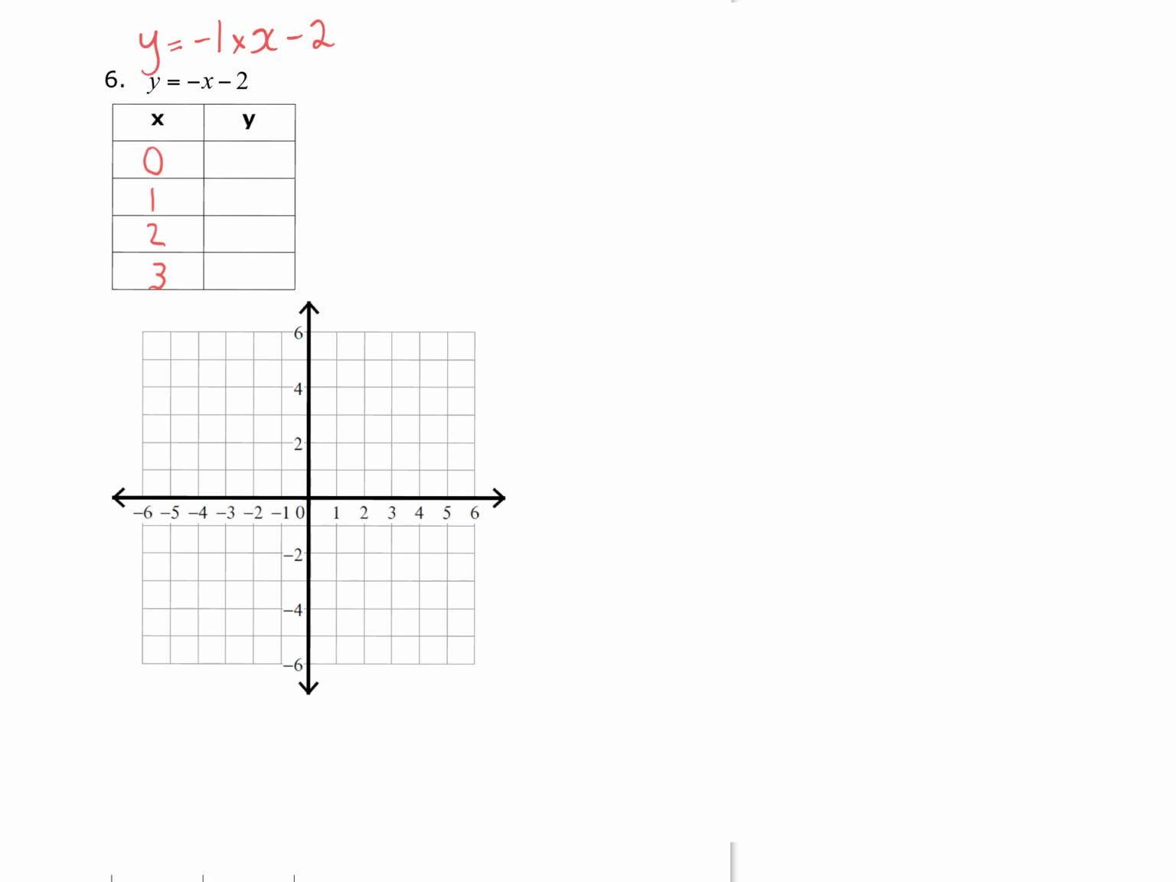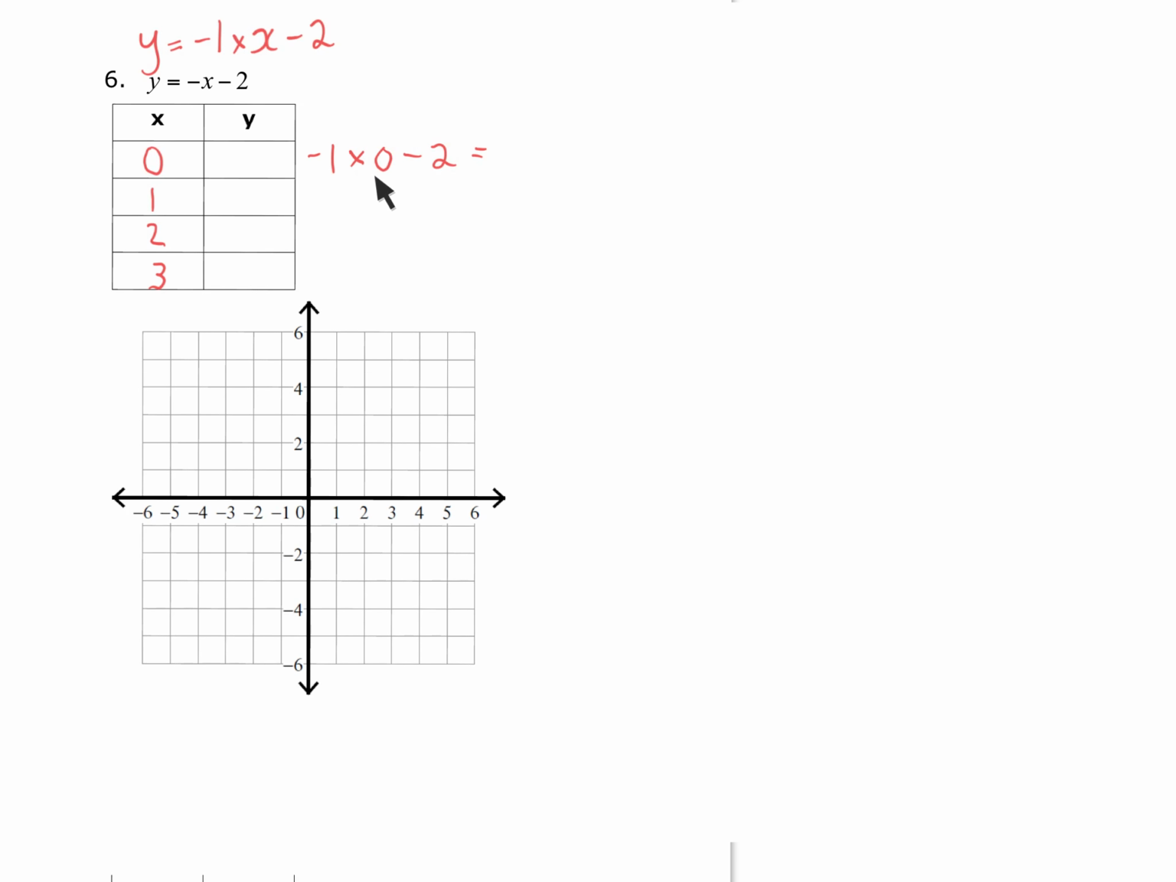So when we fill in these values, 0, 1, 2, and 3, into here, the first thing we've got to do is BEDMAS. So we're going to do this multiplication first and then subtract 2. So for here, we're going to put a 0 in for x, okay, and then subtract 2. And I'll write those out for you so it's easy to see. So we're going to have negative 1 times 0 minus 2. And BEDMAS tells us that we're going to do this first.